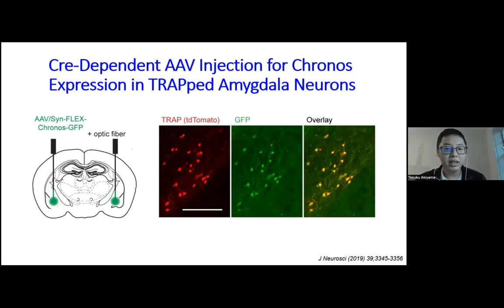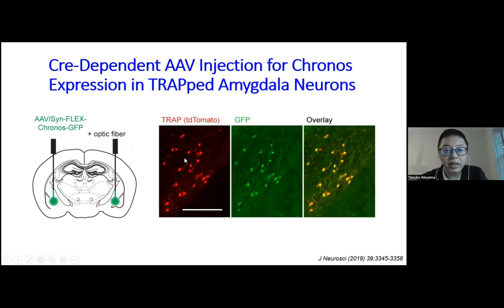Since the histamine responsive neurons have the Cre recombinase, we use that advantage. We deliver the Cre-dependent Chronos-GFP into the amygdala. Chronos is a light sensitive channel, blue or green light sensitive, and GFP is the fluorescence. We deliver this gene using the adeno-associated virus. We directly inject this AAV into the CEA, and then we implant the optic fiber over the amygdala.